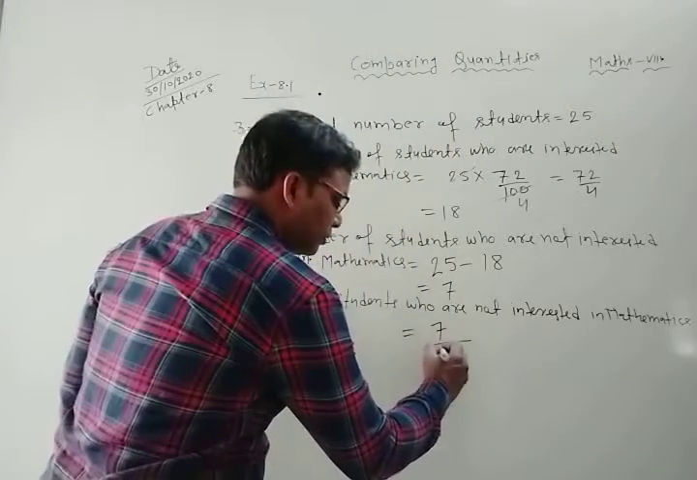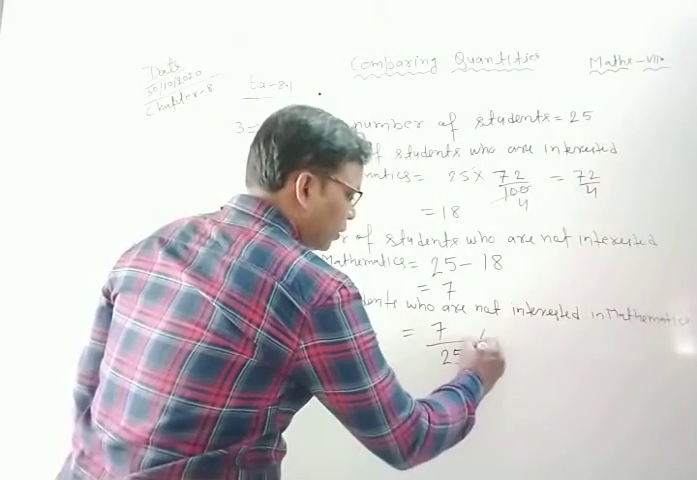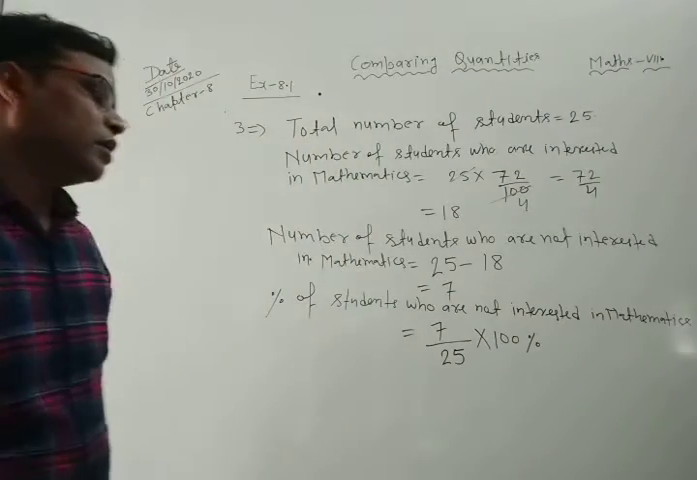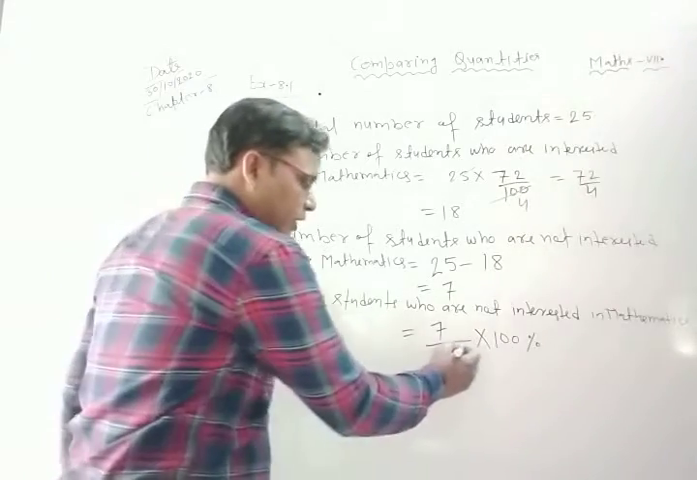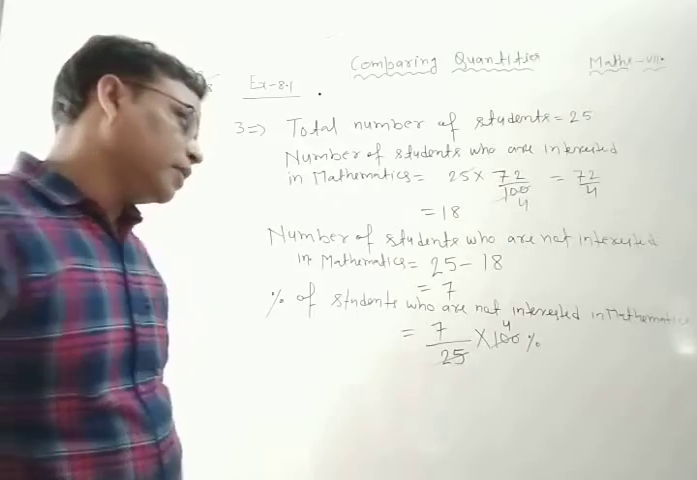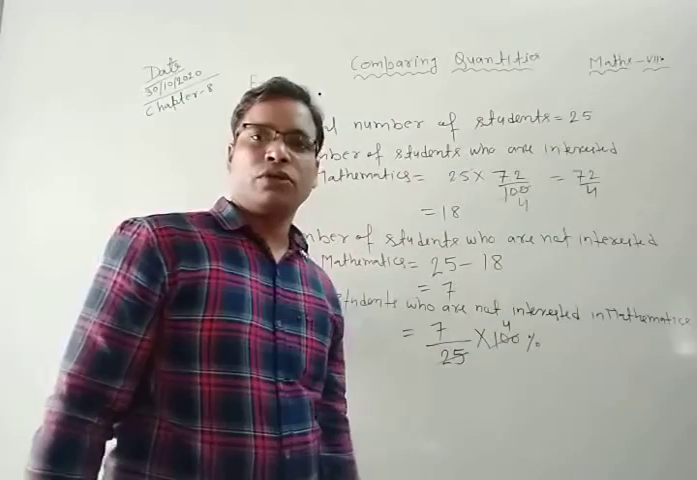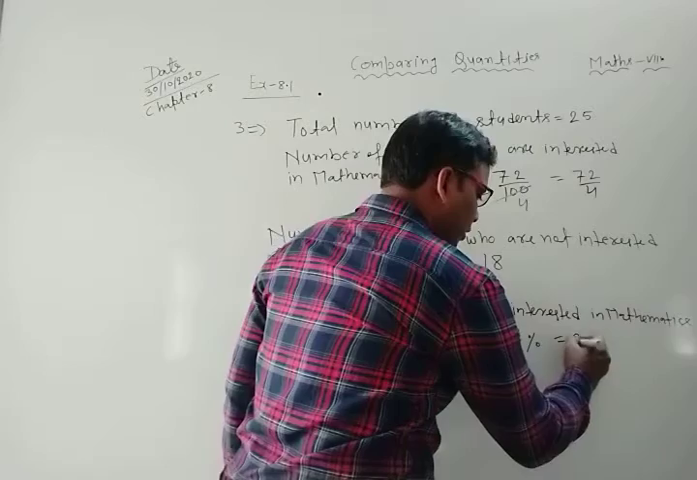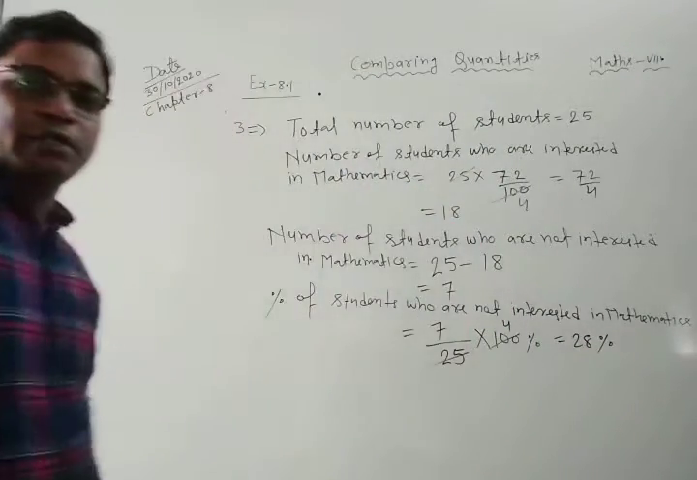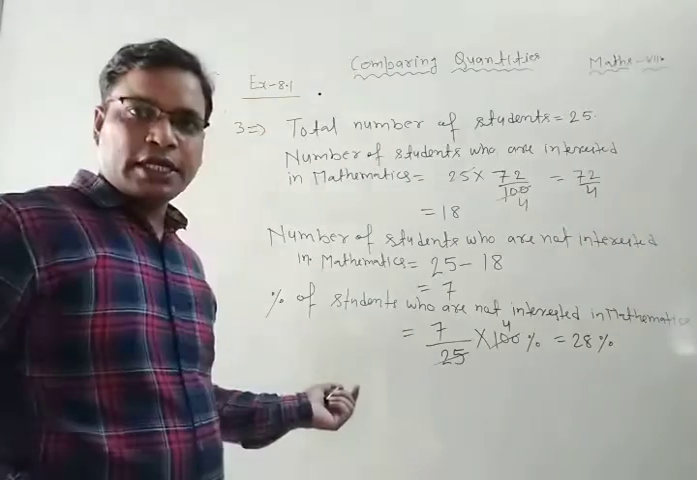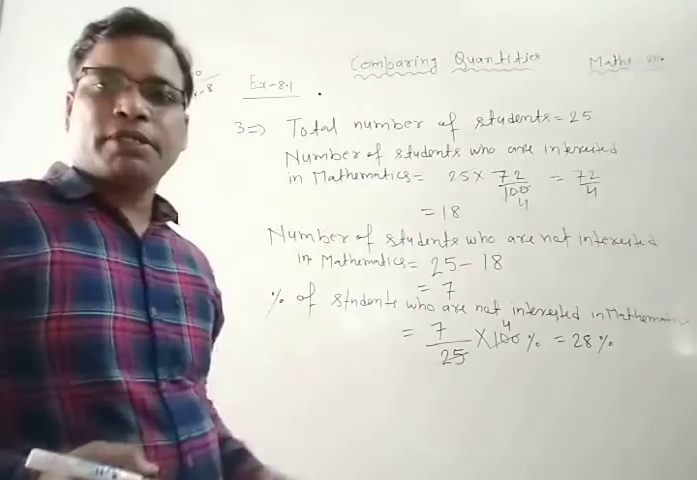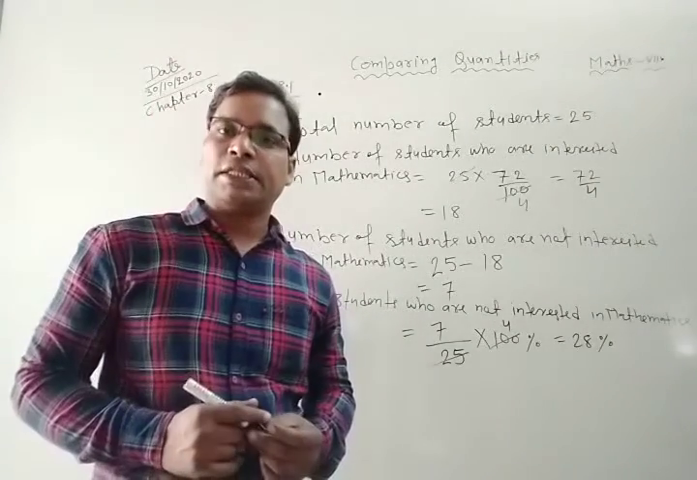Okay, so right here, 25 into 100%. This is clear. If you cancel it, you obtain 4. If you divide 100 by 25, you obtain 4, and 4 into 7 is equal to 28. So in this way, you can find that 28% are not interested in mathematics. You can see here how many students are not interested in mathematics: 28% of the students.